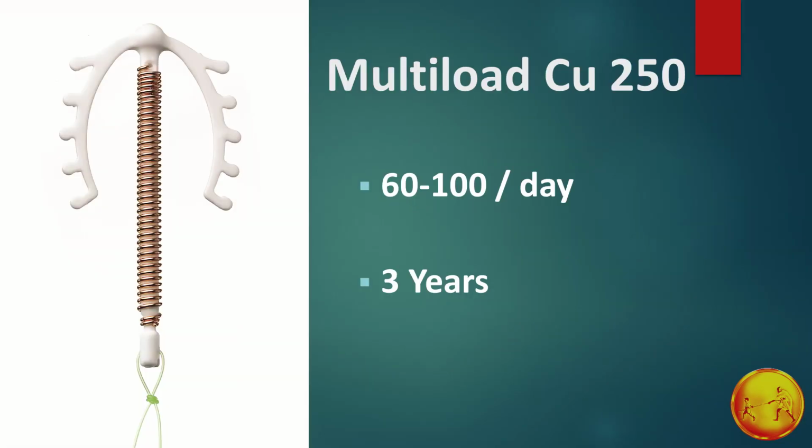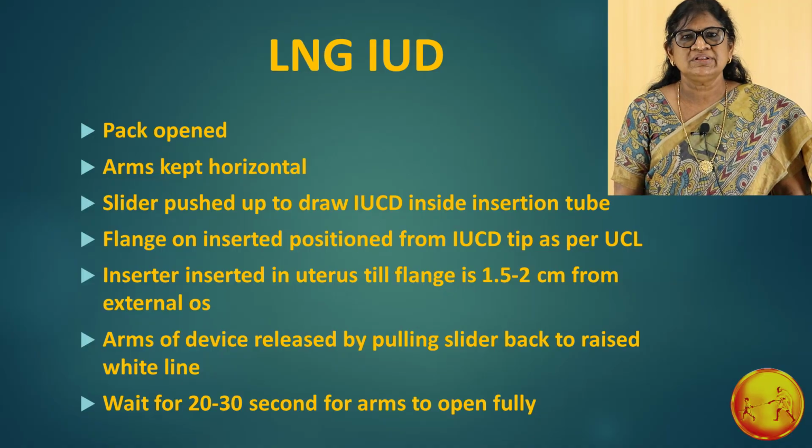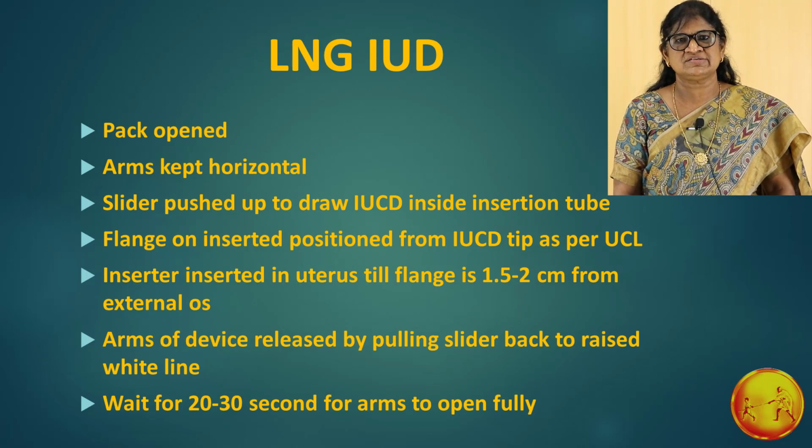Now we will see the insertion method of LNG-IUCD. It contains levonorgestrel. The amount of levonorgestrel is 52 milligram. It can be used for 7 years, but it is better to use it only for 5 years. Now, the method of insertion is a little difficult. That is why expert training is required.